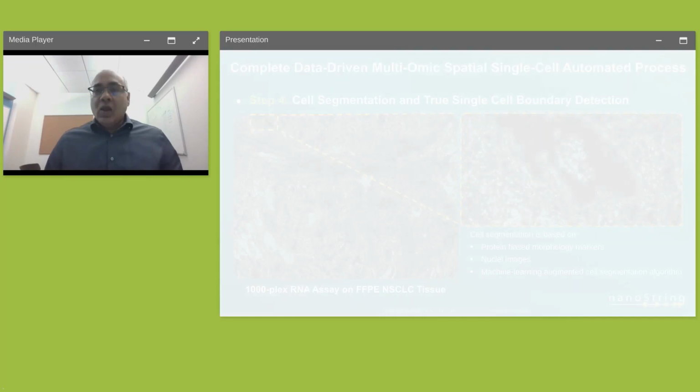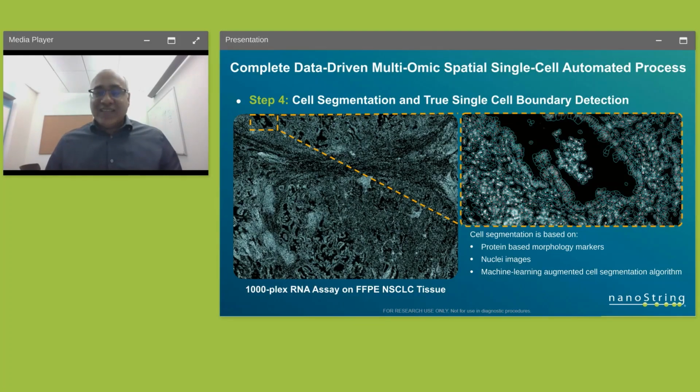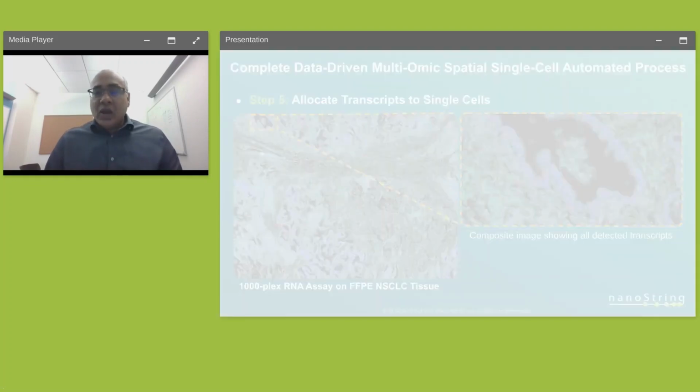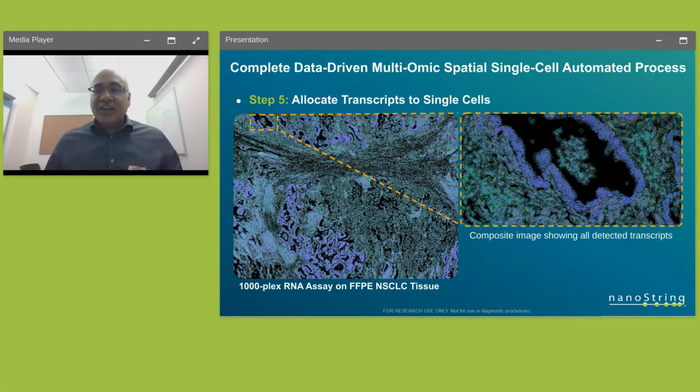Then, CosMx uses a data-driven cell segmentation method and defines accurate and precise single cell boundaries, as shown over here. Following that, CosMx allocates detected transcripts to single cells with well-defined boundaries. And once you have this information in your hand, you can start building different biological stories.